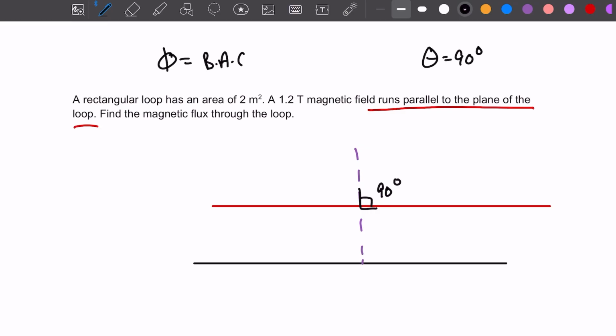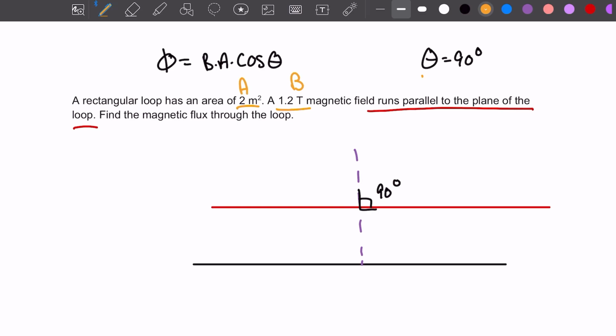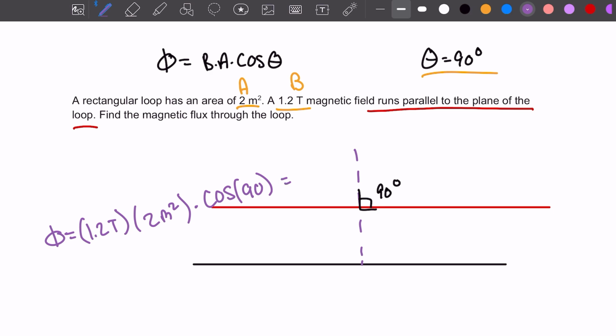Let me just write out the equation over here. Here's our area, here's our B, and cosine theta. So when we plug it all in, we're going to get 0, because cosine 90 is equal to 0. And it doesn't matter what this is, anything times 0 equals 0. So whenever you see that a field runs parallel to the plane or parallel to the surface, then we know that the magnetic flux is 0. Alright, let's move on.